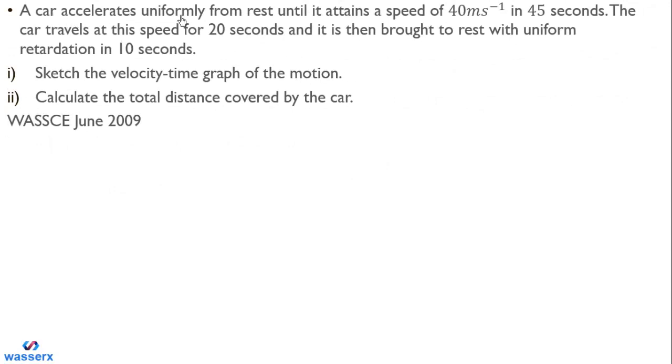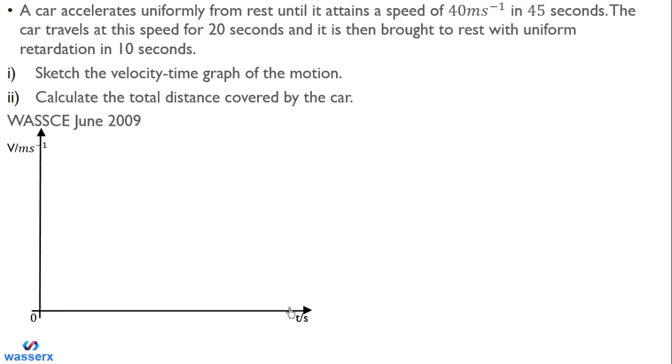A car accelerates uniformly from rest until it attains a speed of 40 meters per second in 45 seconds. The car travels at this speed for 20 seconds and it is then brought to rest with uniform retardation in 10 seconds. Sketch the velocity time graph of the motion. Then calculate the distance.